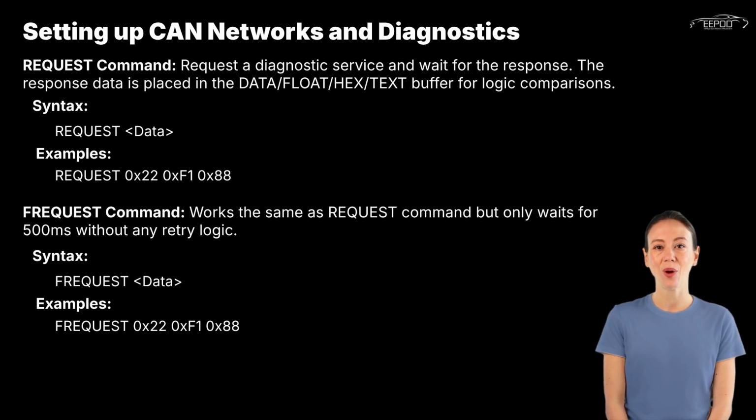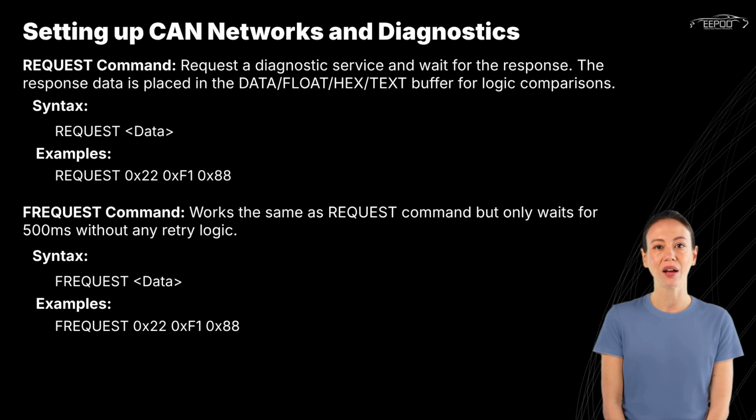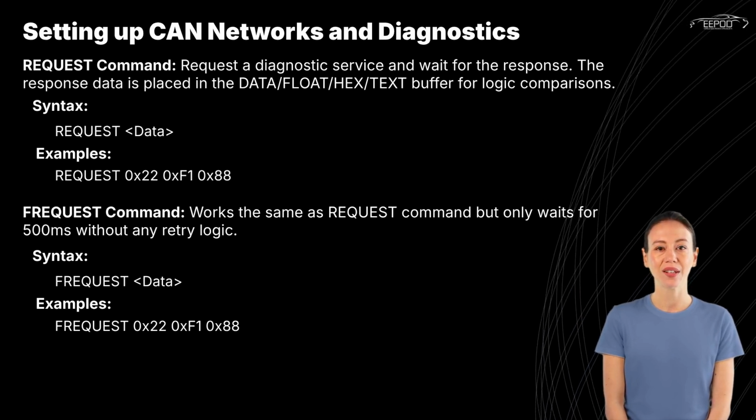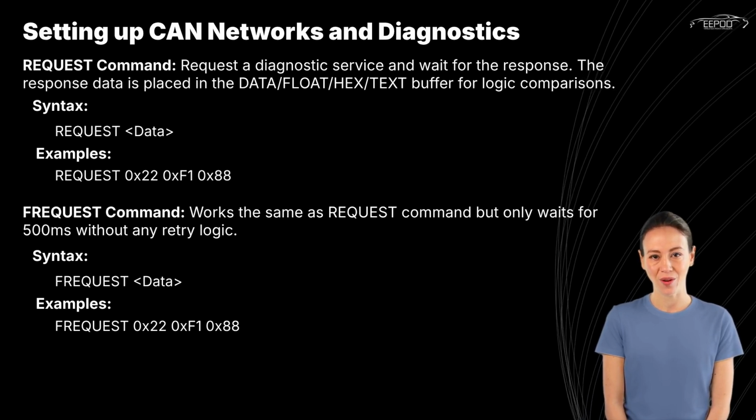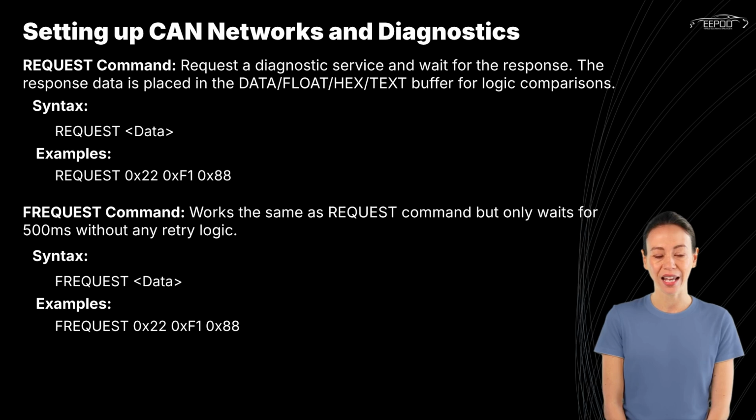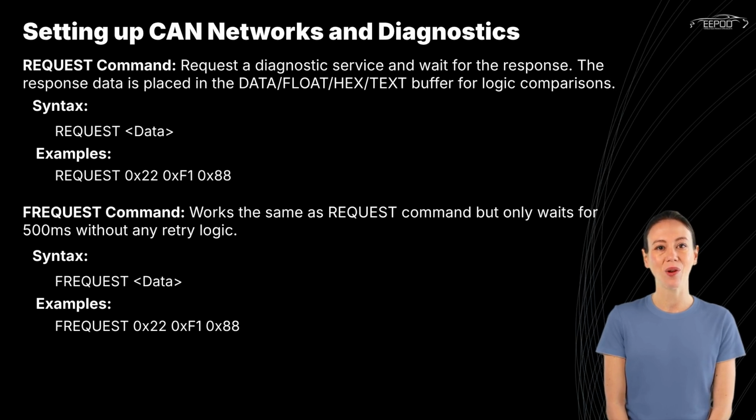Now, if you want to do both write and read in one step, FSCRIPT gives you a shortcut, the request command. Request is the shortcut command that does both. It sends a diagnostic request and waits for the response. Internally, it's the same as doing write SID and then read SID, but with built-in retry logic. The format is request followed by data bytes. Just give it the service ID and parameters.